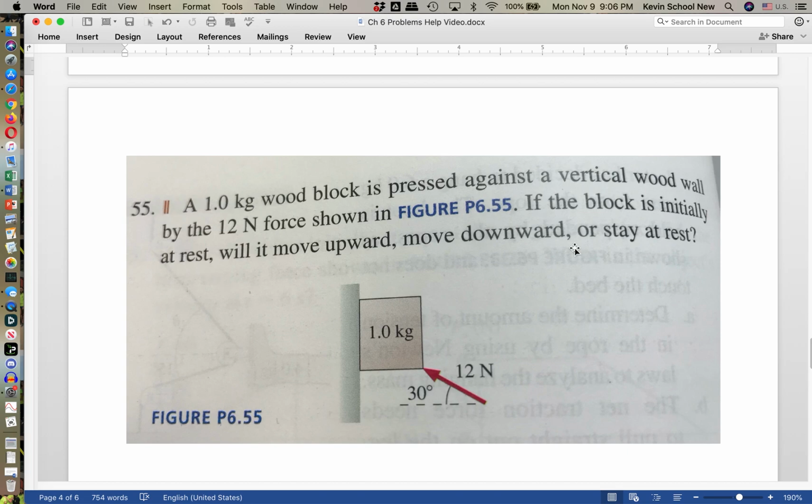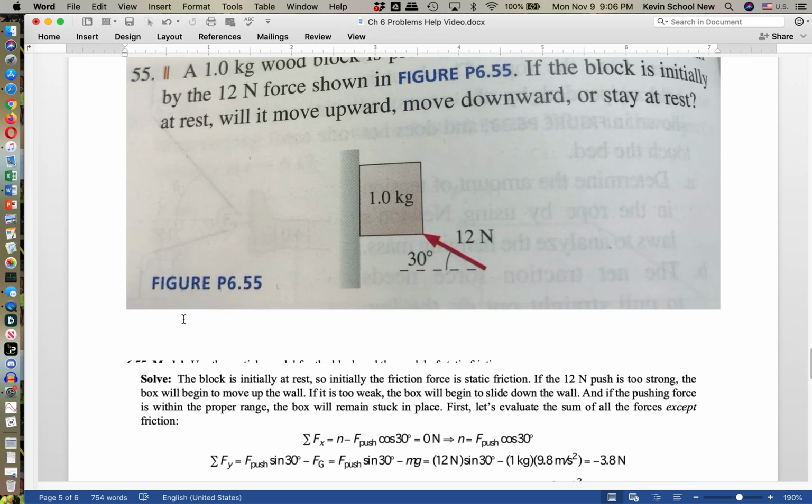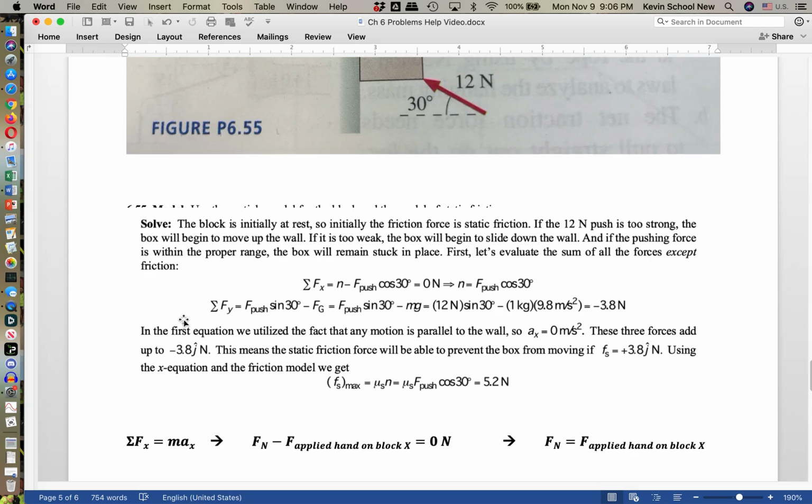You have a 1 kilogram block pressed against a vertical wood wall, so a 1 kilogram wood block, and it's pressed by a 12 Newton force as shown in figure P6.55, which is pictured below. If the block is initially at rest, will it move upwards, move downwards, or stay at rest? So this question's a little trickier. As you can see by the little 2 bars there, that means that's a higher level problem. So we got to do a couple of things for this.